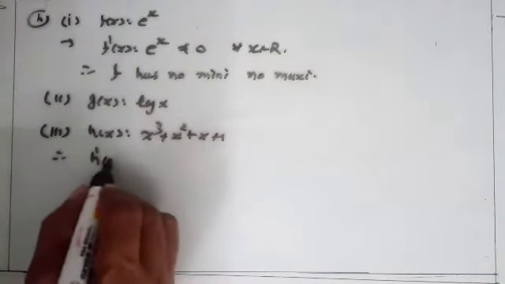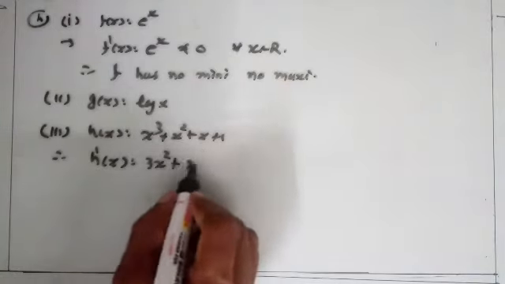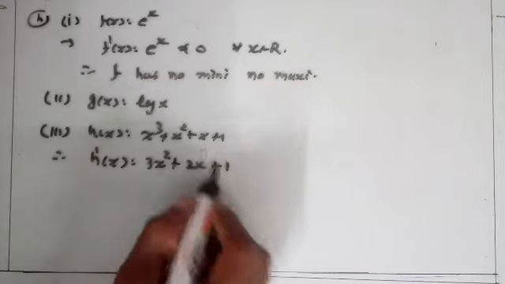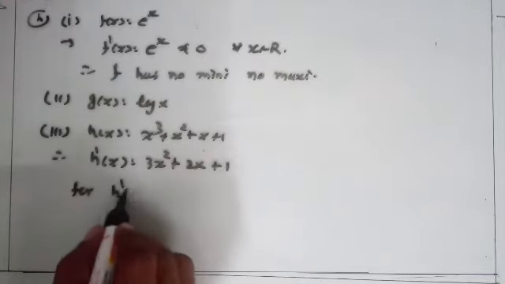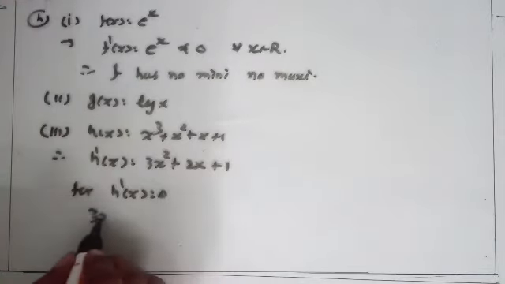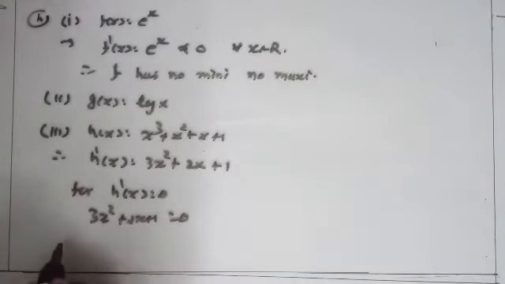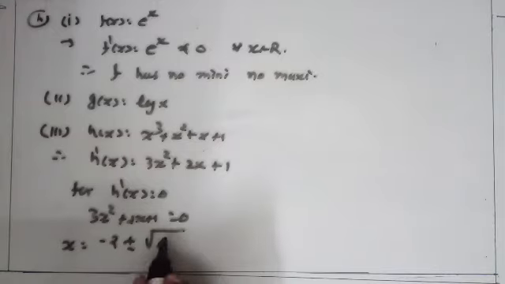Therefore the first derivative h dash x becomes 3x square plus 2x plus 1. We know the derivative of x raised to 3, the derivative of x square and the derivative of x. For h dash x equal to 0, 3x square plus 2x plus 1 is equal to 0. Now find the value of x. So x is equal to minus b plus or minus root D, where D is equal to b square minus 4ac.